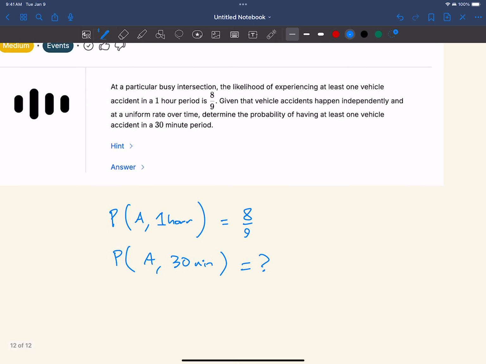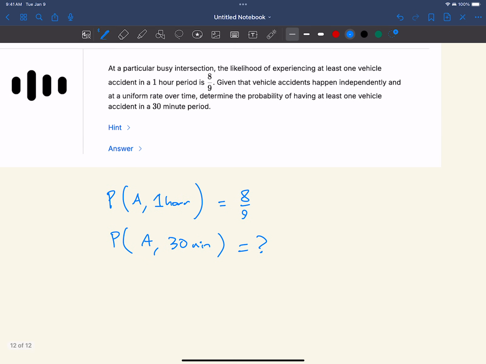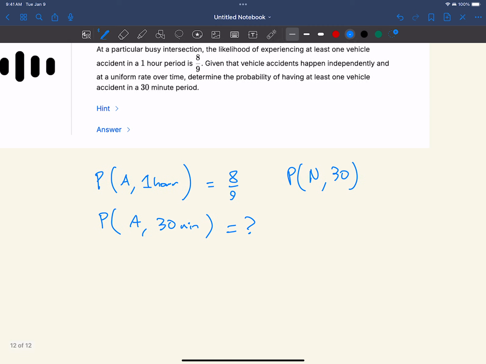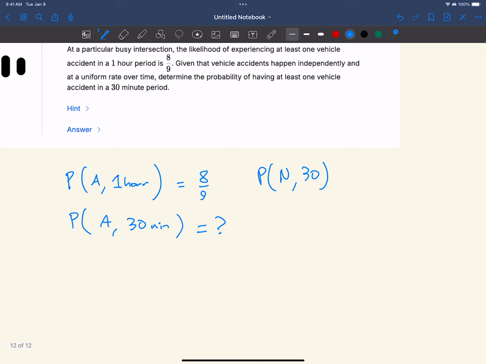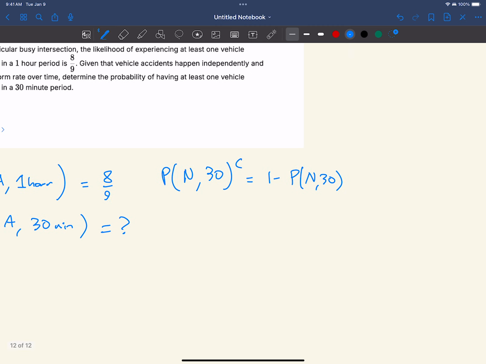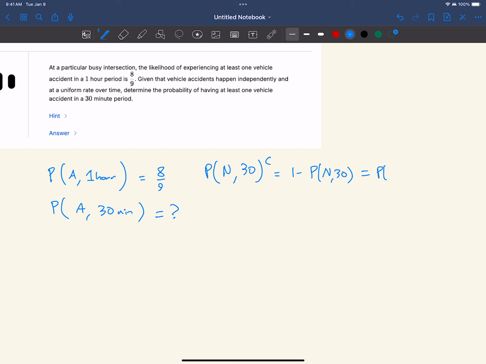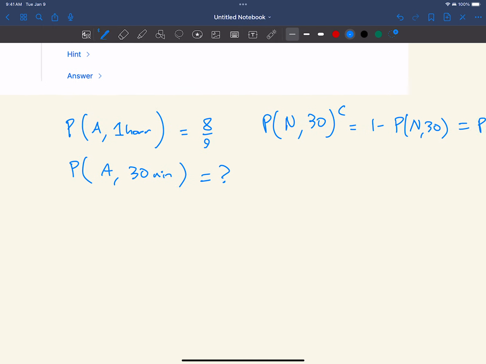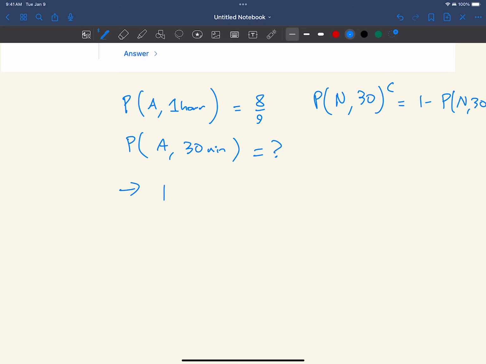So normally in this type of problem, we really want to find the complement. We want to first find the probability of no accidents in 30 minutes, because once we have this, we can just take the complement. It's just one minus itself, and that's our answer. That is the probability of an accident. And so this is what we're going to do. We're first going to find the probability of no accidents in 30 minutes.